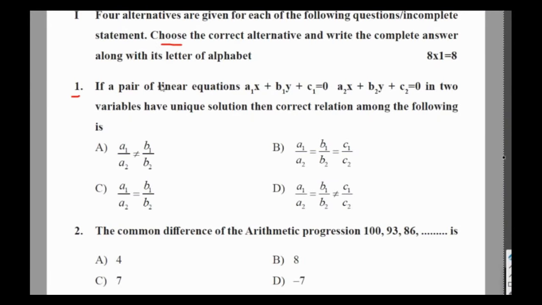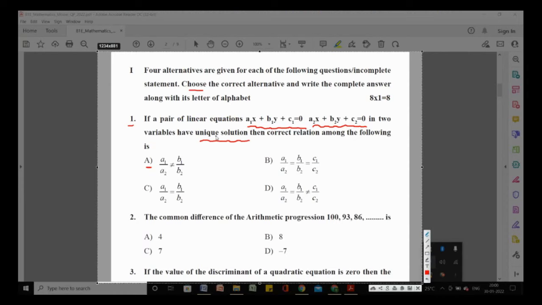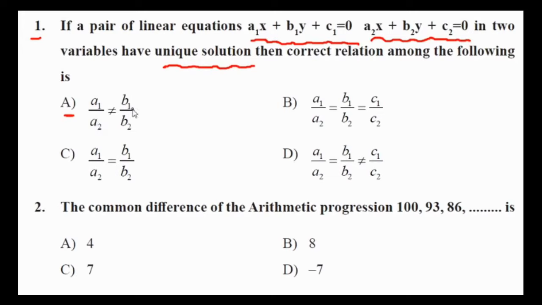First question. If a pair of linear equations a1x plus b1y plus c1 is equal to 0 and a2x plus b2y plus c2 is equal to 0 in two variables have a unique solution, then the correct relation among the following is. So intersecting lines have a unique solution and the condition for a unique solution is a1 by a2 is not equal to b1 by b2. So the correct option for the first question is A.